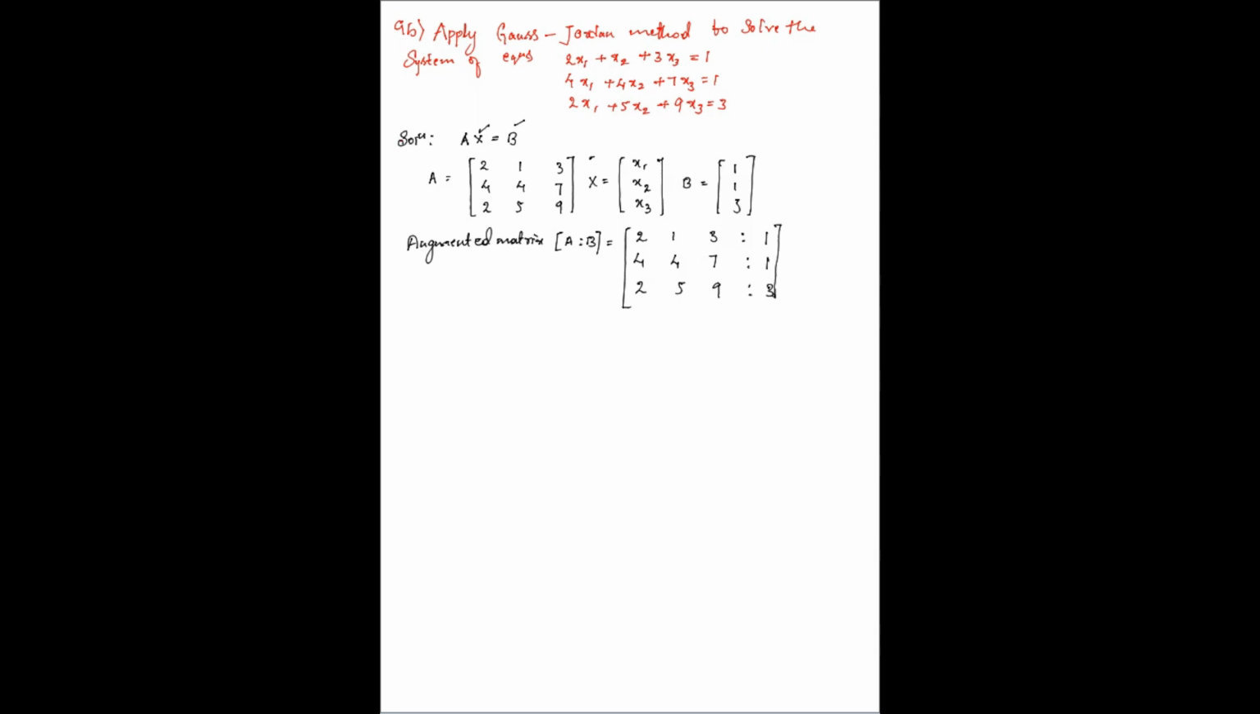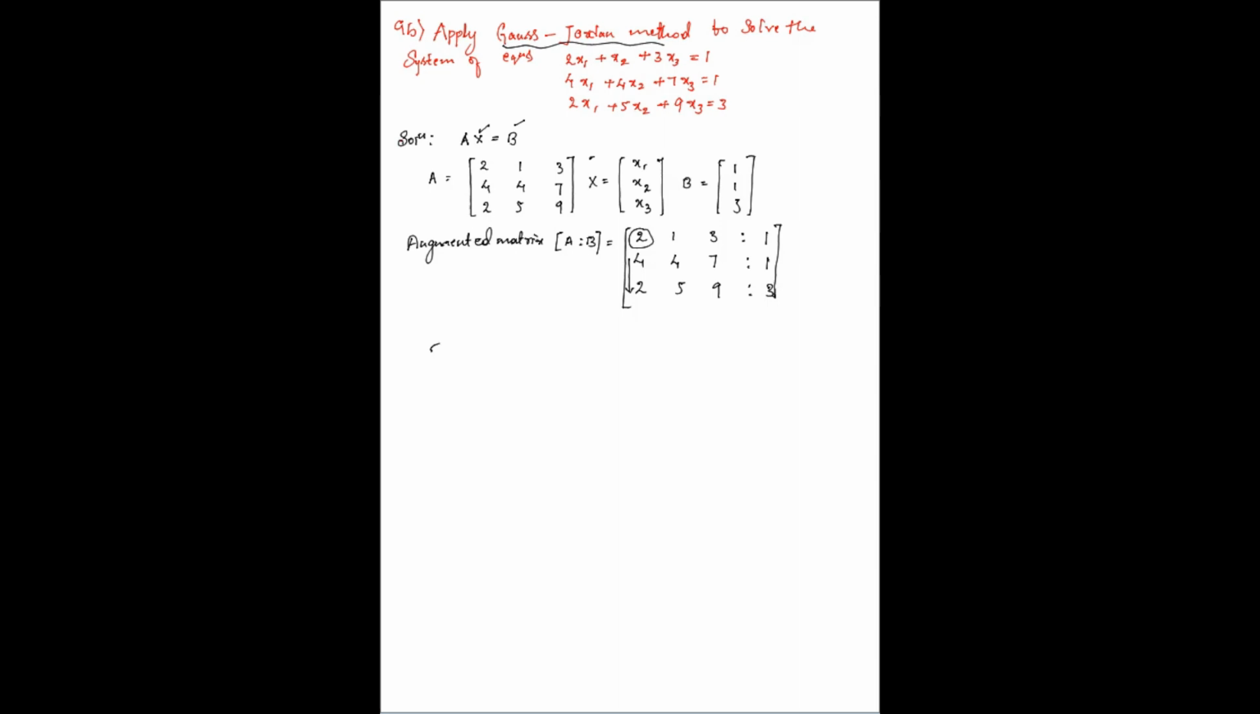So the given problem is to apply the Gauss-Jordan method. So what is the Gauss-Jordan method? The Gauss-Jordan method is a method to reduce this augmented matrix to a diagonal matrix by using only row operations. So now the leading entry here is non-zero. Make the entries below it 0.